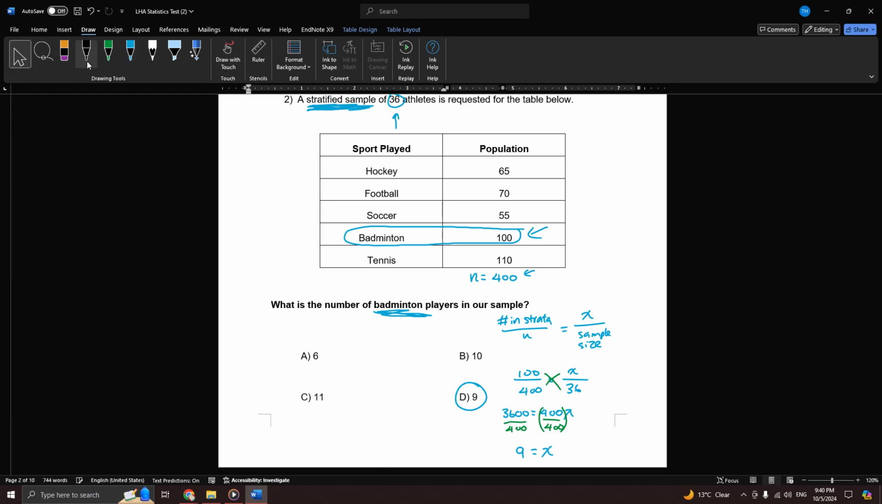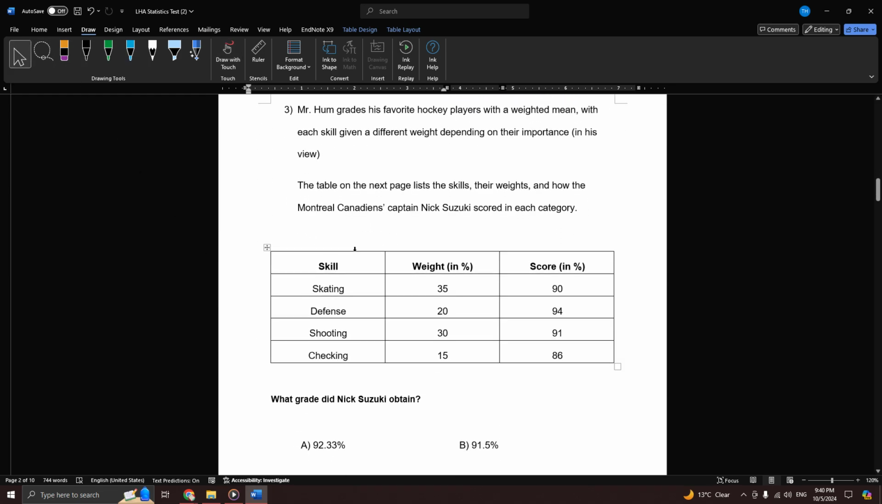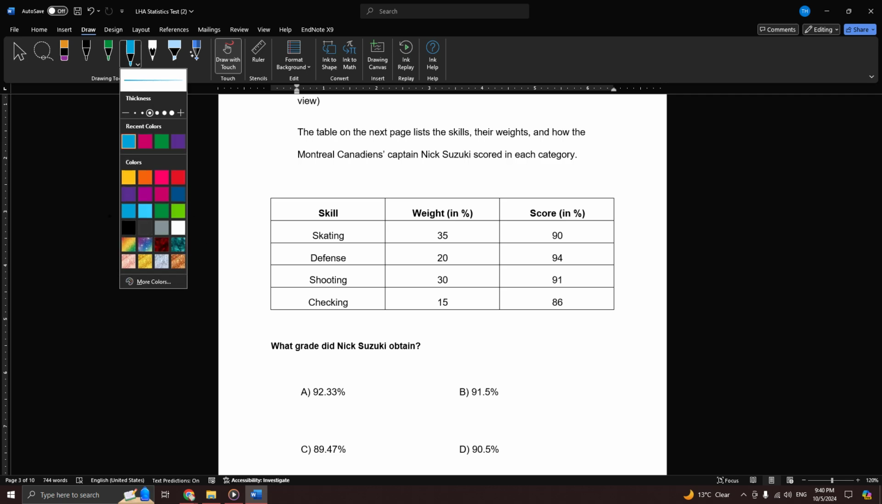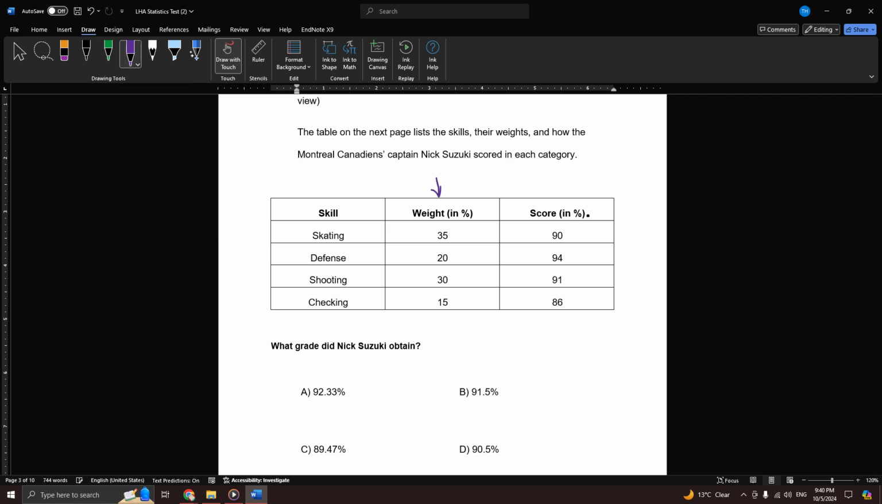Okay. Next question. So I'm going to grade some hockey players with a weighted mean, and each skill is given a different weight depending on how important I think they are. So the table below lists the skills, their weights, and how the Montreal Canadiens captain Nick Suzuki scored in each category. So here's the weights, right? Let me use a different color here. Let's use purple. So here's the weight, and here's the score. So I want to know, what grade did Nick Suzuki obtain?